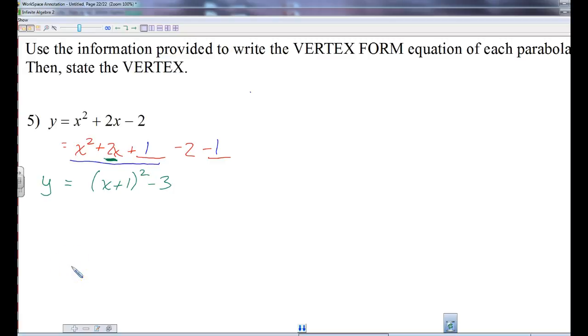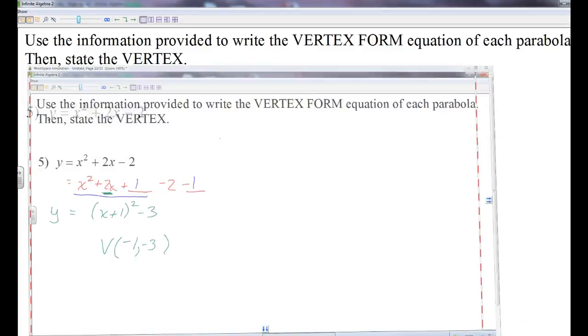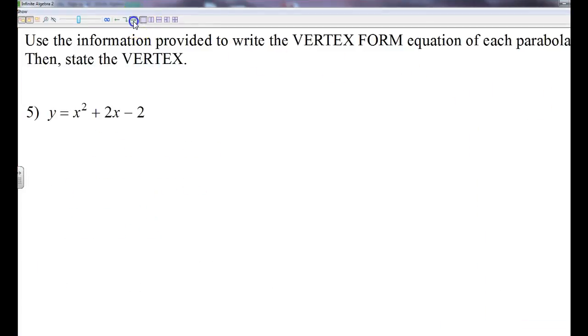So now it's in vertex form. What is the vertex? Remember, the opposite of what's in here and what's out here. So the vertex is negative 1, negative 3. Just like that. All right, problem number 6. Let's scroll down here. There is problem number 6.